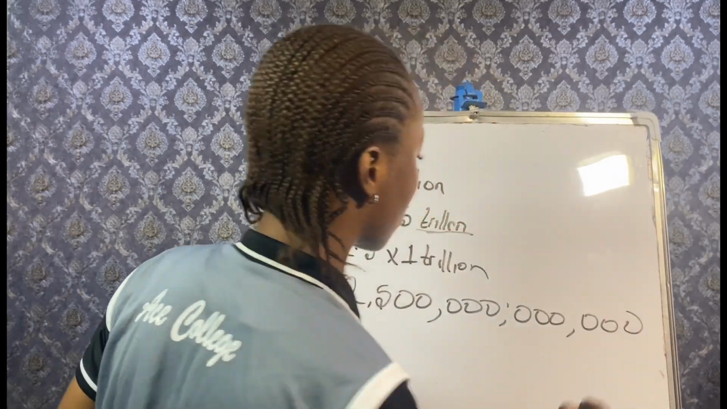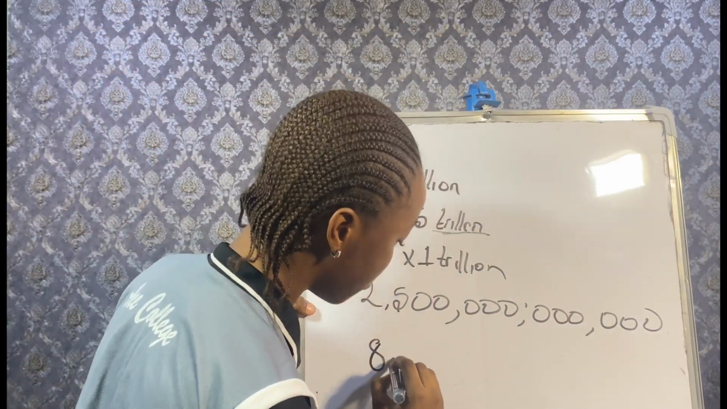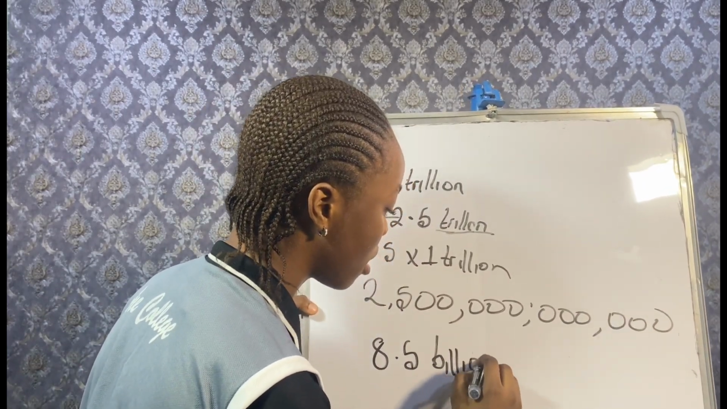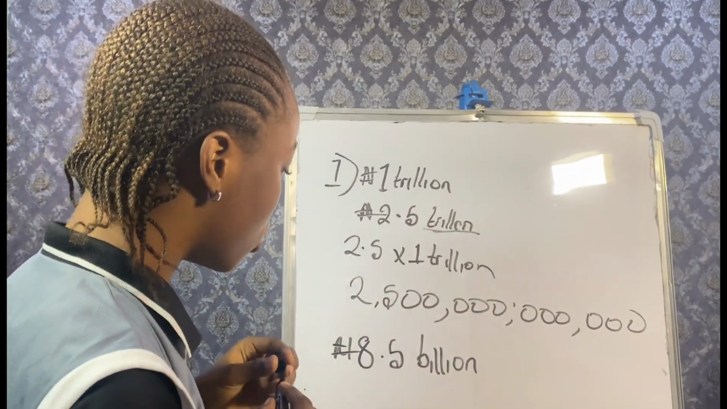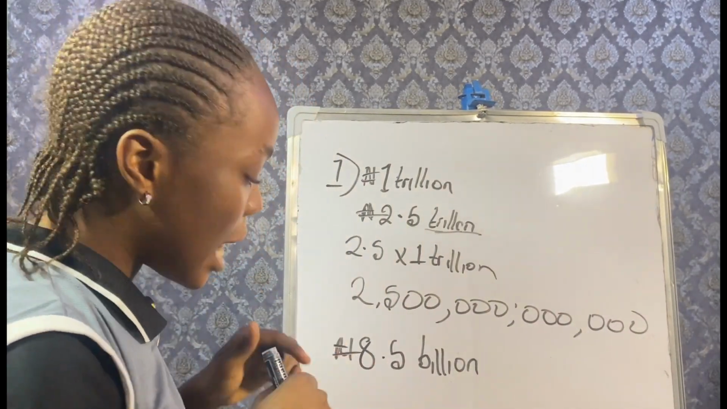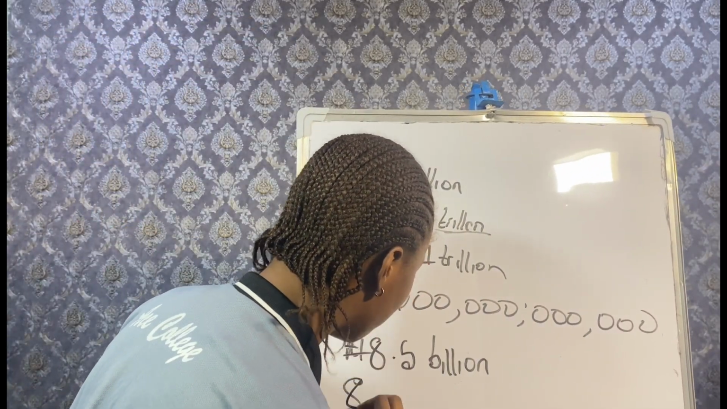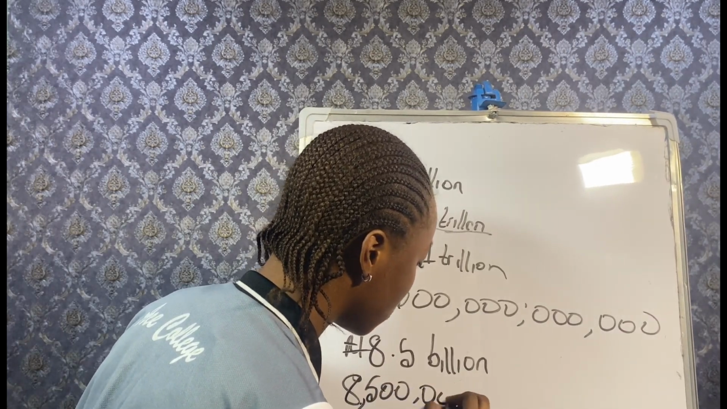Another example is 8.5 billion naira. We also multiply it by the place value, which is billion, and if we multiply it, it gives us 8,500,000,000.